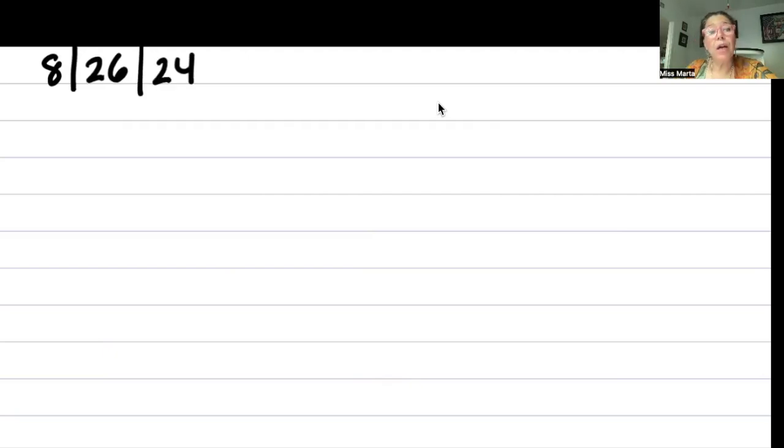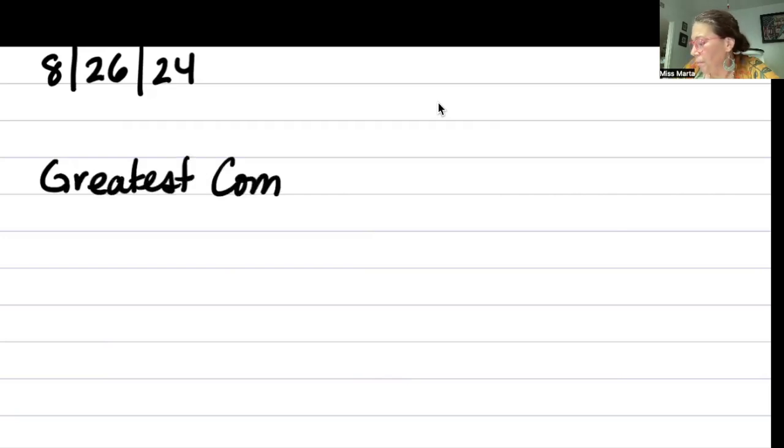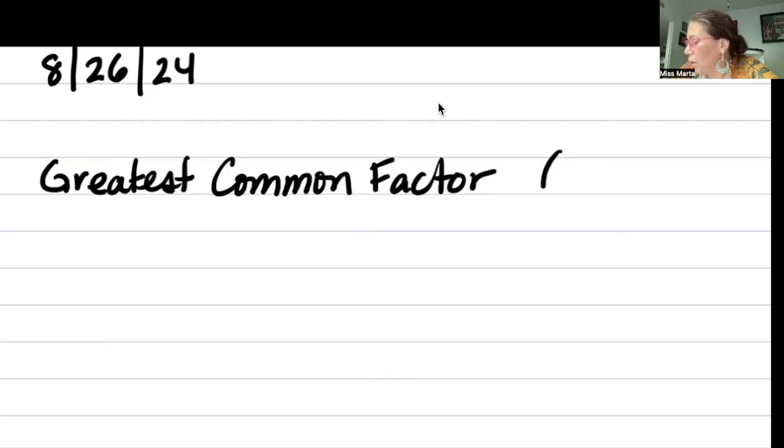And then we're going to skip 2 lines and we're going to write the title of our lesson, greatest common factor, starting writing with my cursive F, greatest common factor, GCF. People often refer to it as the GCF.